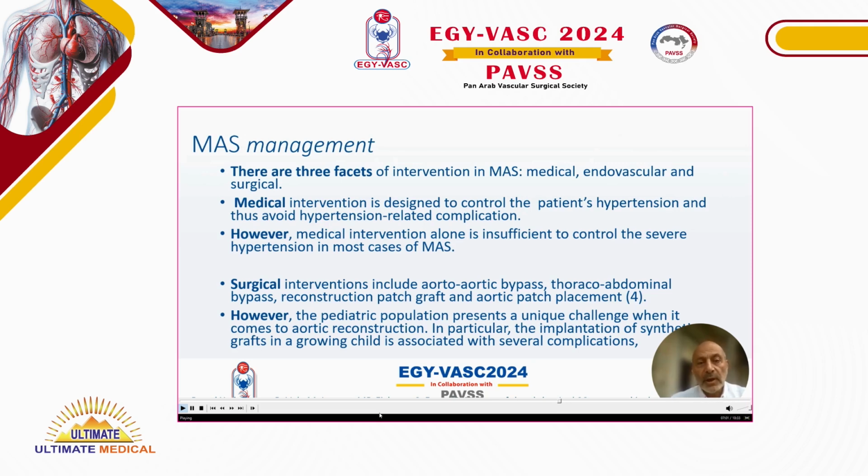Again, however, the pediatric population represents a unique challenge when it comes to aortic reconstruction. In particular, the implantation of synthetic graft material in a growing child is associated with several complications in the long run, including the graft itself becoming a coarctation because of the size mismatch when the child grows, development of pseudoaneurysms, infection, etc., requiring more often than not re-intervention at an older age.